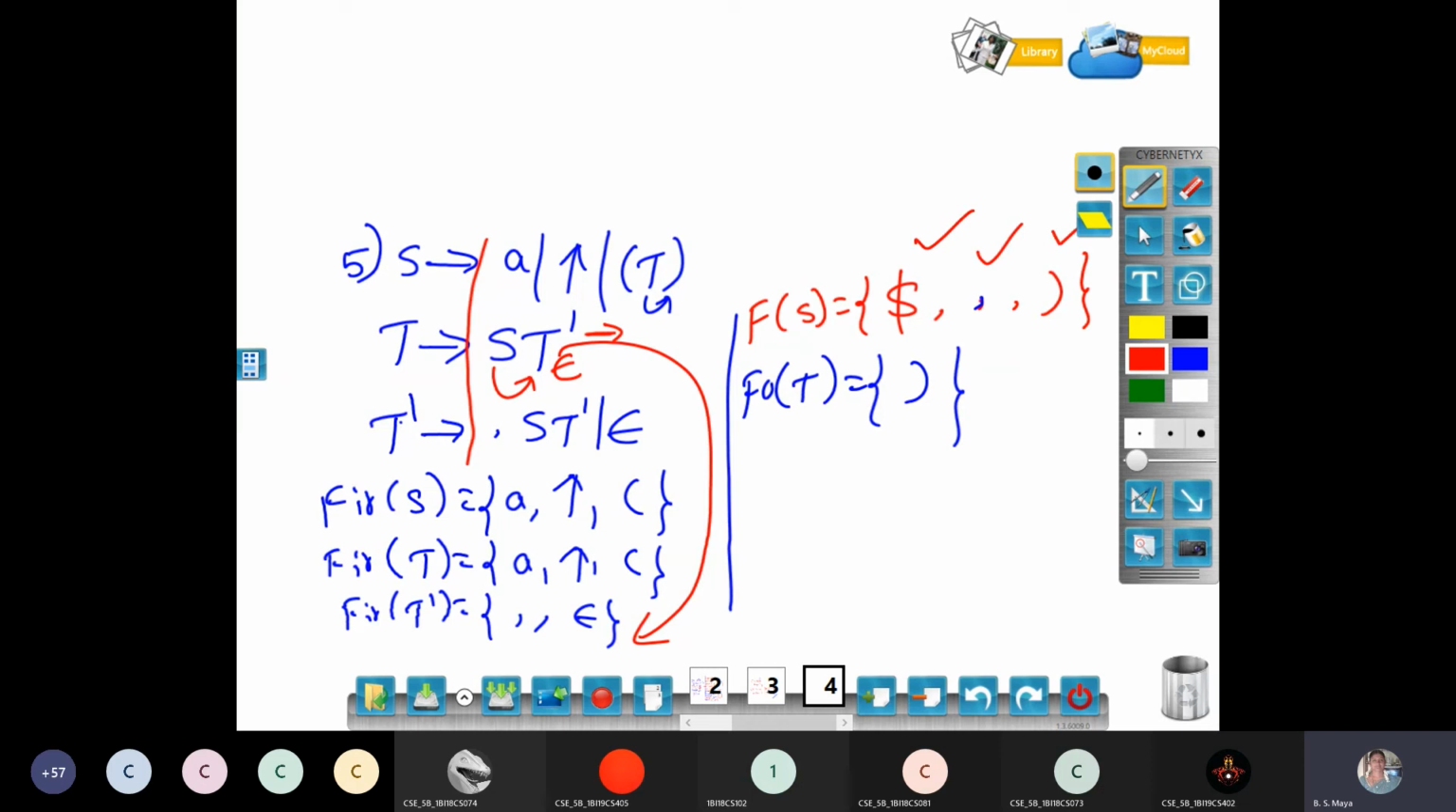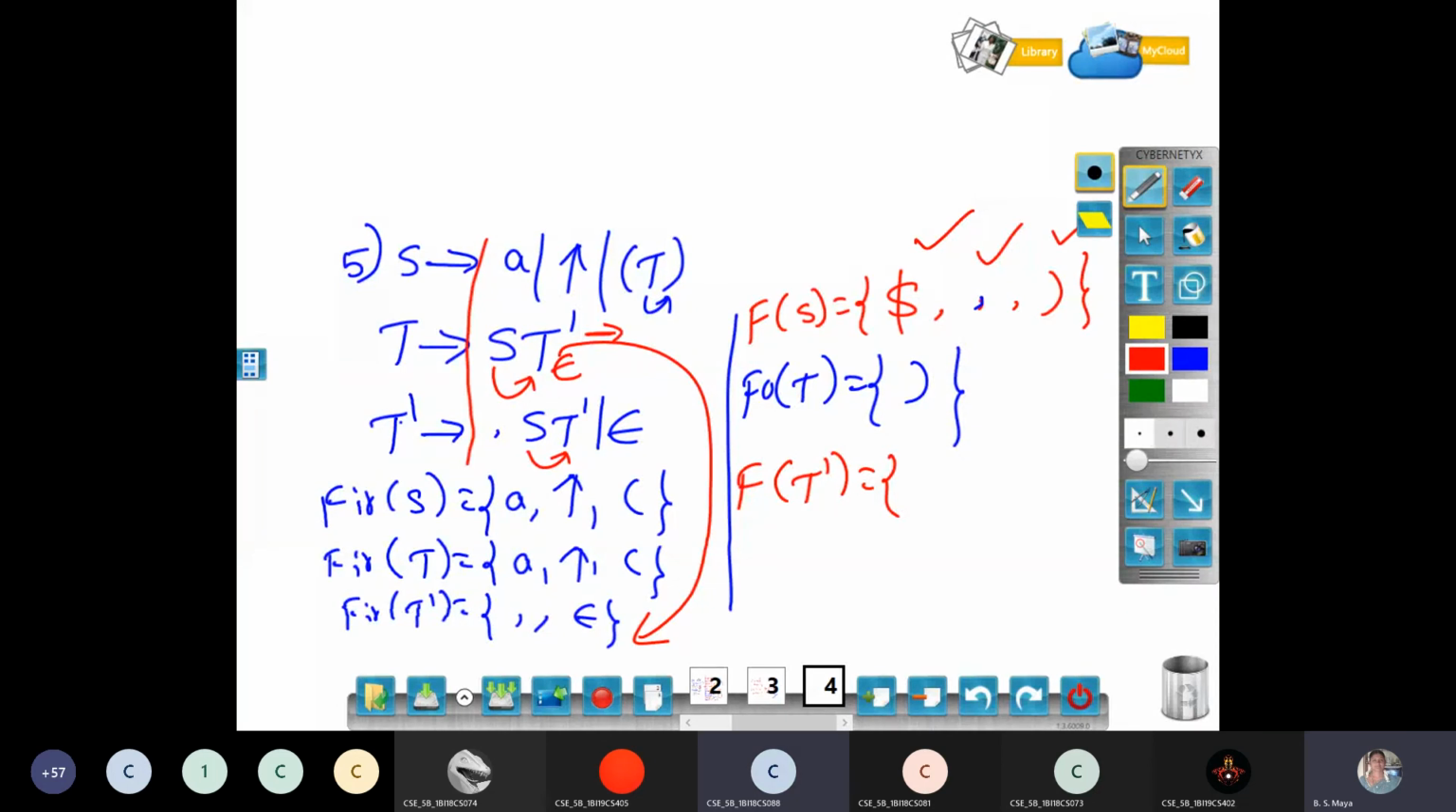Dollar, comma, close parenthesis. Don't confuse this comma; this comma is different, that comma is different. Any doubt? Ma'am, should we also include follow of T dash? Follow of T dash, yeah, because I get one more, no? You search it. Find out what is follow of T dash. What is follow of T dash? Close parenthesis.